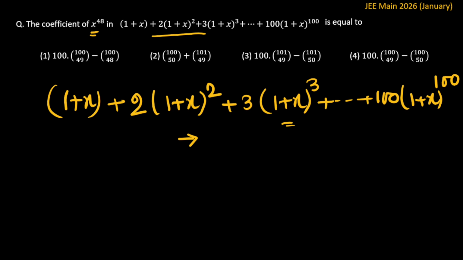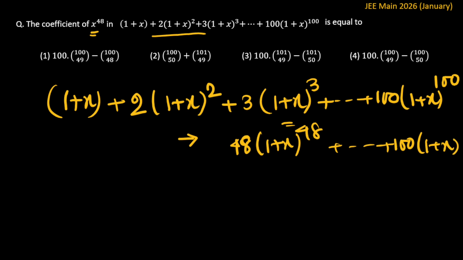So if we find the coefficient of x^48 in this expression, we would start with (1 + x)^48 up to (1 + x)^100. It is very difficult to find the coefficient of x^48 in each of the terms. So now we approach another method to find the coefficient of x^48.